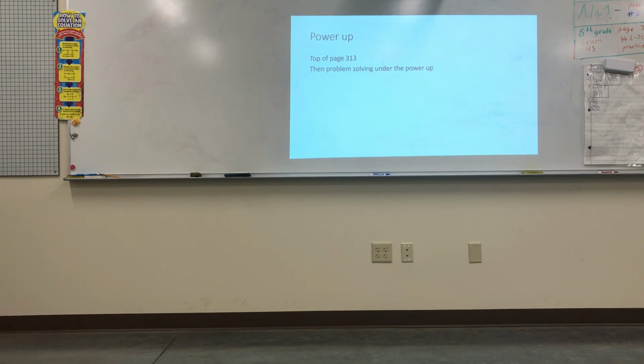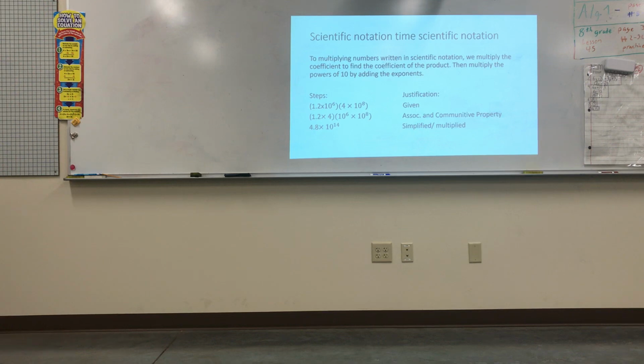Like usual, I'm going to move on. Alright, scientific notation times scientific notation. So you're going to take scientific notation times another scientific notation. To multiply numbers written in scientific notation, we multiply the coefficients to find the coefficient product, then multiply the powers of 10 by adding the exponents.